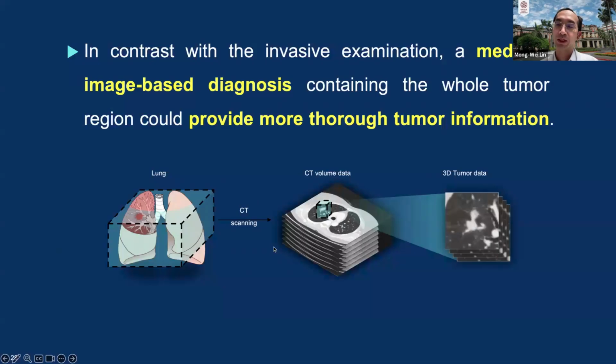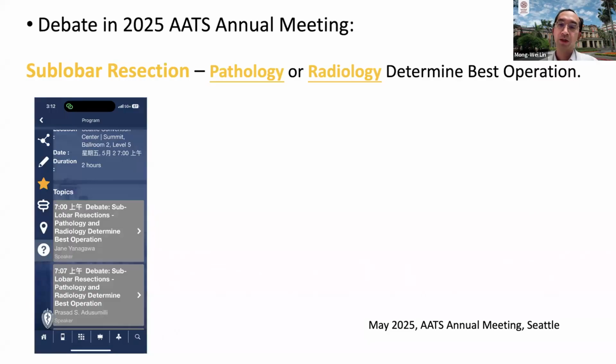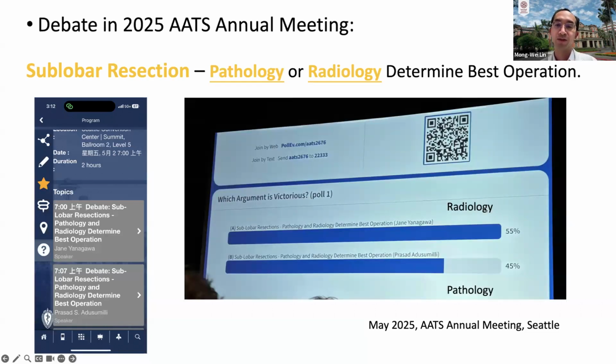view of its characteristics. Earlier this year, at the AATS annual meeting in May, there was a debate titled "Sublobar Resection: Pathology or Radiology Determining the Best Operation?" and there was a vote. Interestingly, about 50% of the audience voted radiology. I think probably because the radiologic information is available before surgery, so many surgeons still rely on CT features to decide the extent of the resection. But this also highlights that we really need more objective, quantitative tools to support these image-based decisions.